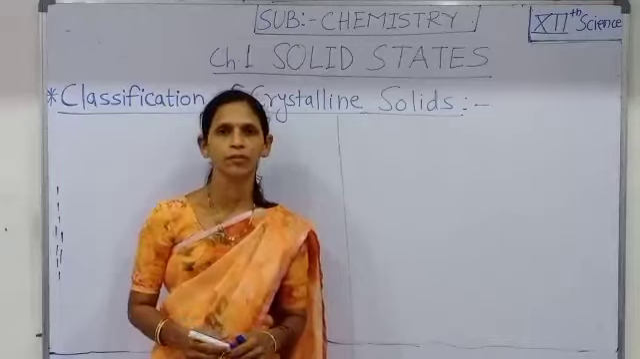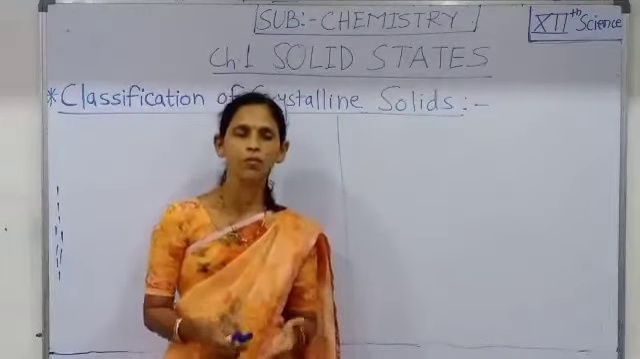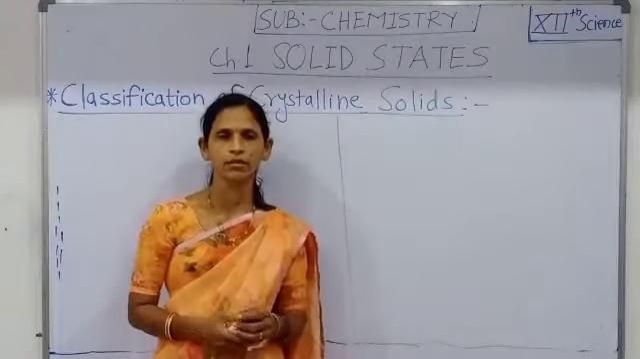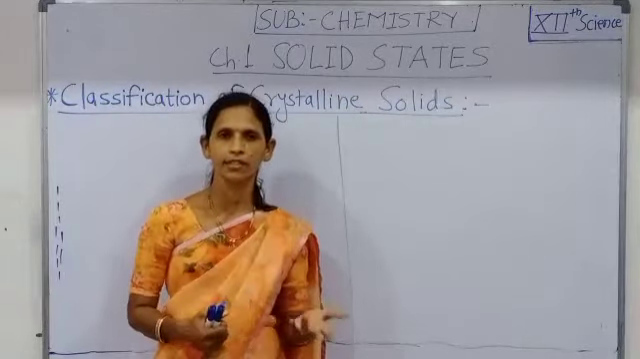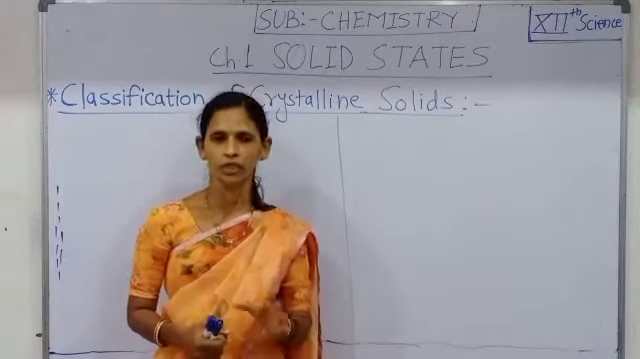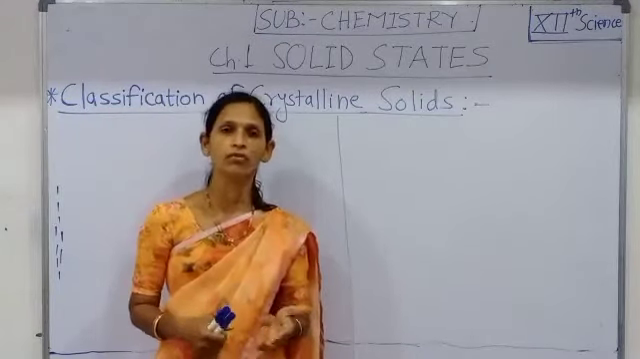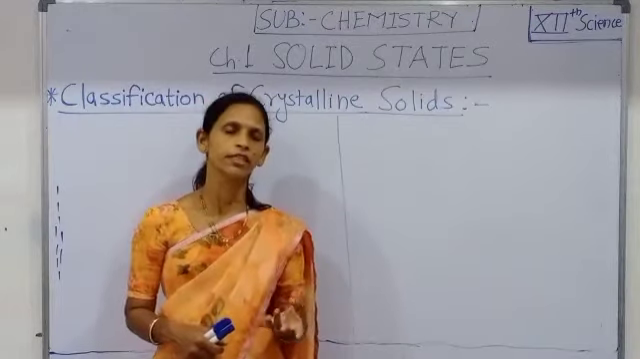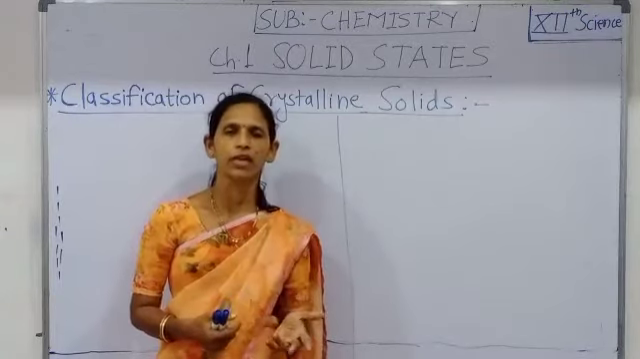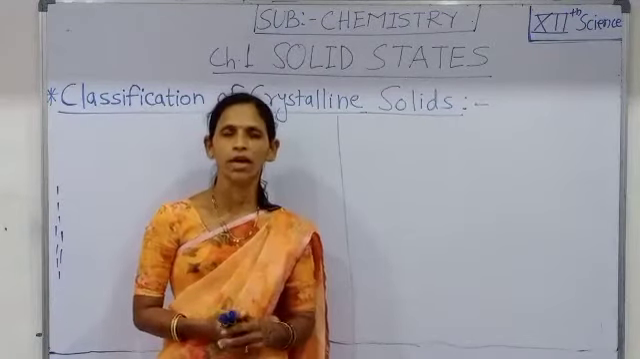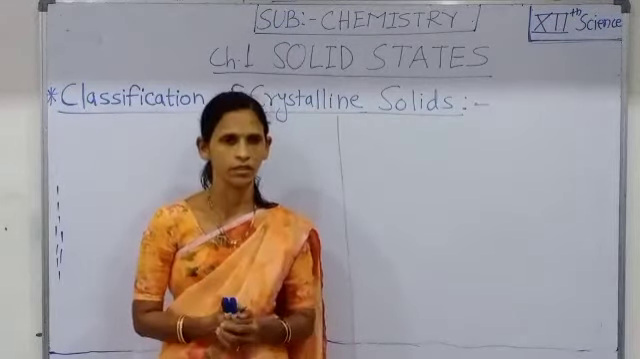Hello students, in the previous lecture we learned about the solid state and the types of solids, that is crystalline solids and amorphous solids, and a few properties of solids, that is polymorphous solids, isomorphous solids, as well as anisotropy and isotropy of the given solid substances.